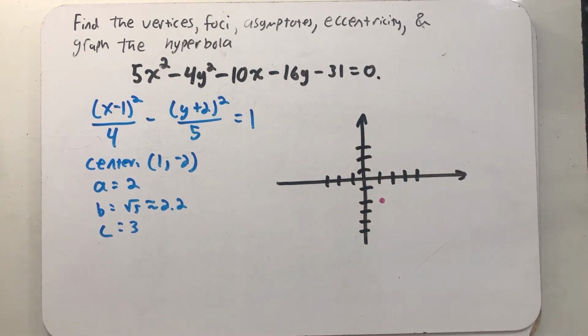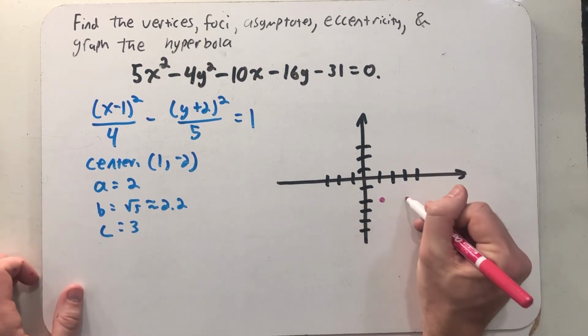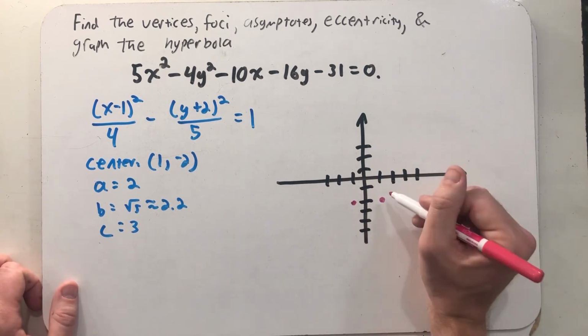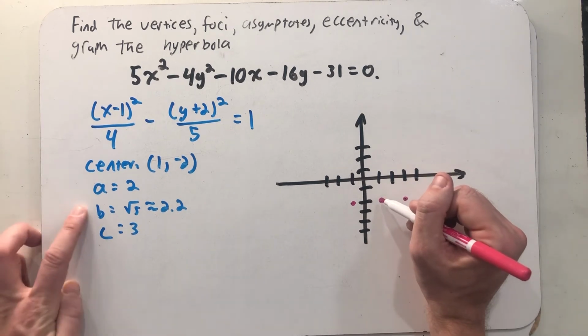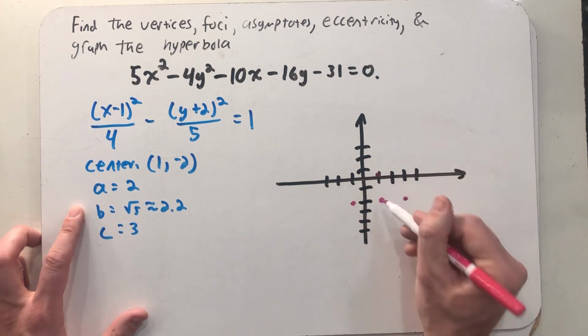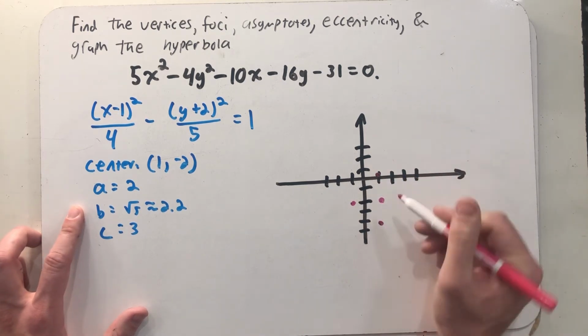So let's dash in that central rectangle, and then we'll find all of the things. All right, my vertices are 2 units away from the center on that horizontal transverse axis. The endpoints of my conjugate axis are root 5 above that. So 1, 2, and then 2.2, just about there. 1, 2, and just a little bit more.